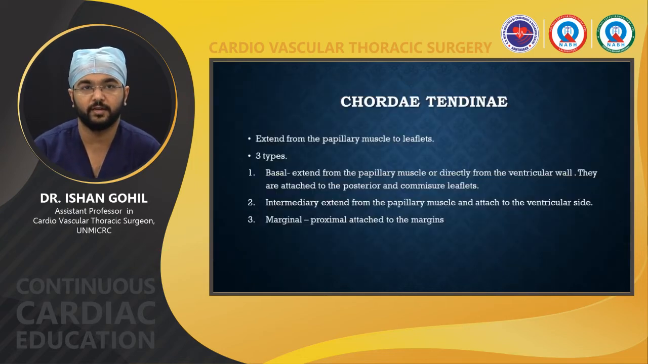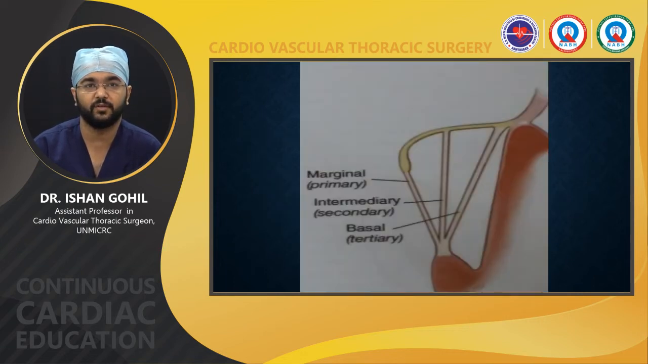So chordae tendineae. These are the structures extending from the papillary muscle to the leaflet. Suppose this is the leaflet of the mitral valve, these are the papillary muscles arising from the LV. So there are basically 3 pairs of chordae tendineae, the primary, secondary and the tertiary or the basal. The basal or the tertiary is present only in the PML, not in the AML.